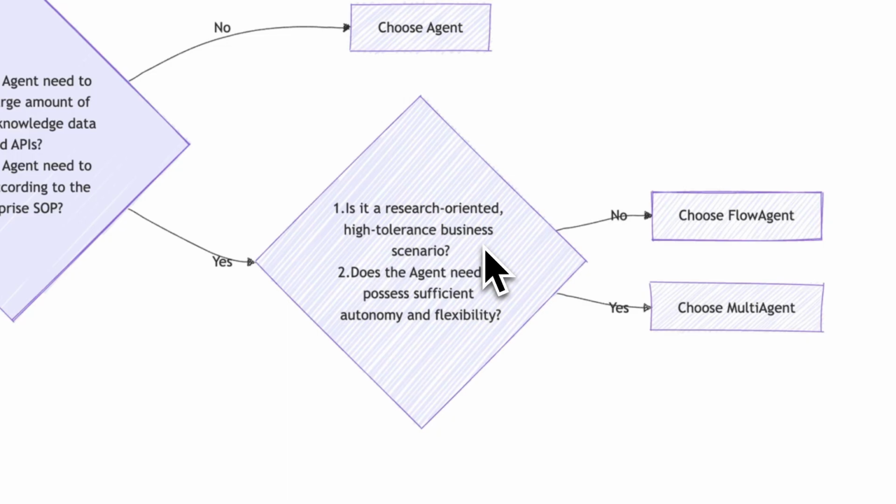The second factor to evaluate is the error tolerance of the business scenario. Given the current capabilities of LLMs, multi-agent cannot achieve 100% perfection. If the business scenario essentially allows no room for error, multi-agent may not be the best choice. However, if the scenario permits a certain error rate, multi-agent's autonomy can deliver significant value.